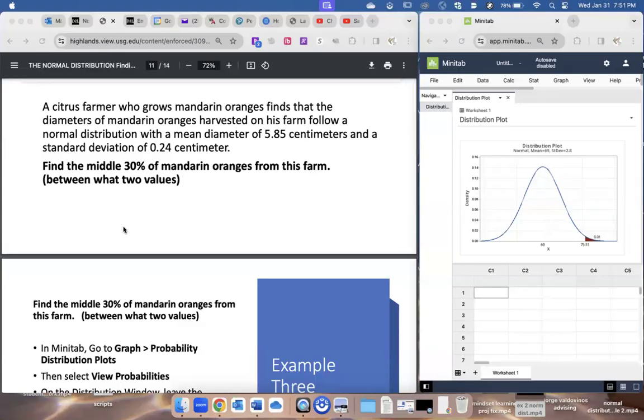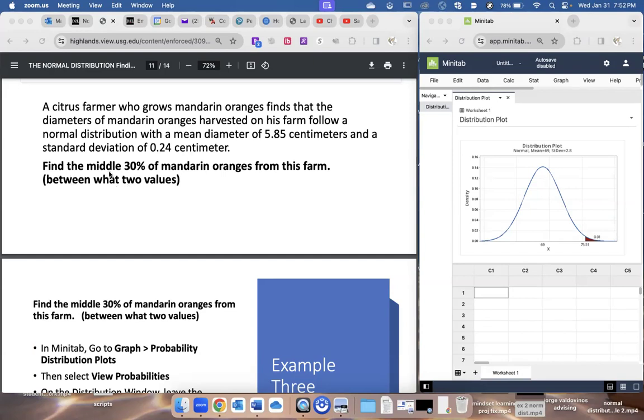This is example 3 for normal distribution, as there's an error here. Just wanted to clear that up. It says a citrus farmer who grows mandarin oranges finds that the diameter of the mandarin oranges harvested on his farm follow a normal distribution with a mean, or average, diameter of 5.85 centimeters and a standard deviation of 0.24 centimeters. So that is the length of the diameter of their mandarin oranges.